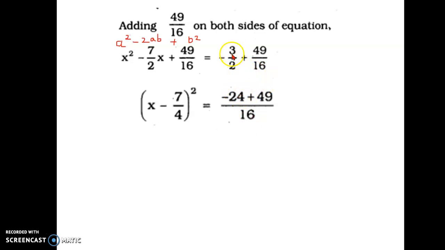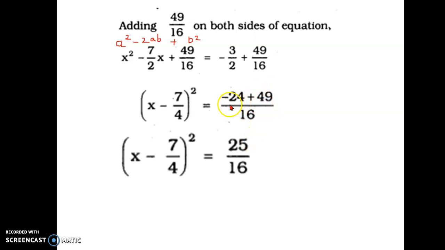So 8 should be multiplied with 3. Okay, 3 into 8 is 24, and already the minus sign is there. So that's why minus 24 plus 49. Okay, so in the next step you have to simplify still more. So 49 minus 24 is 25.